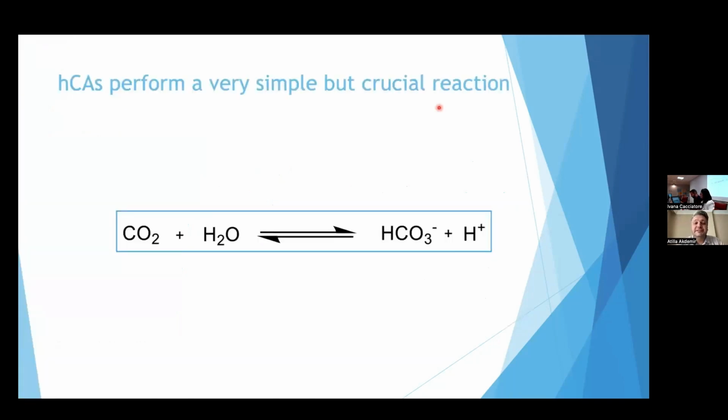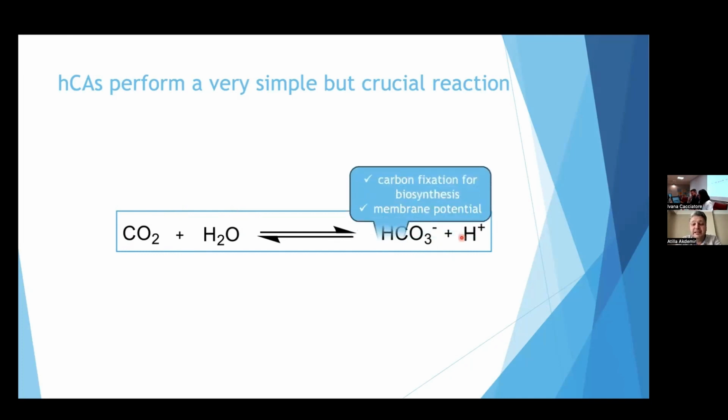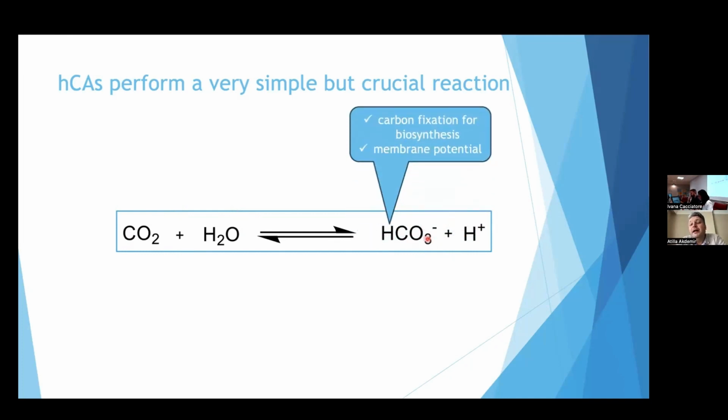First, I'm going to start with discussing the importance of human carbonic anhydrases in the pathophysiology of cancer. So basically, all carbonic anhydrases perform a very simple but still very crucial reaction, which is the reversible hydration of carbon dioxide, as you can see over here. And this results in the production of bicarbonate and acid ions. So basically, bicarbonate is involved in carbon fixation, and this bicarbonate can be used in the biosynthesis of different compounds. This is a very first important product.